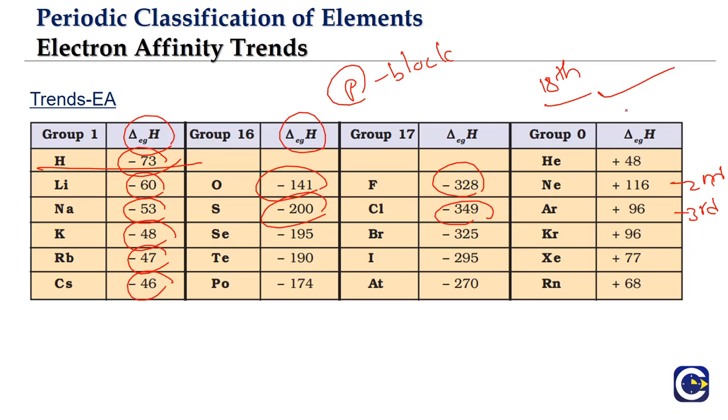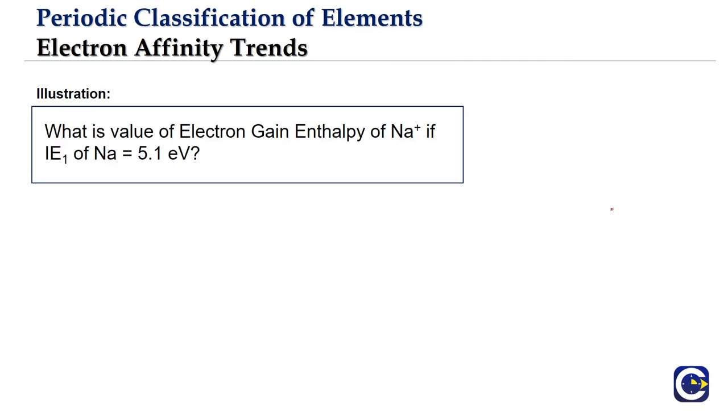Okay. So the 18th group or the group 0, we can see that electron gain enthalpies are what? All of them are what? Positive. Which means when you add electron to the helium or neon or argon or krypton or xenon, we will not be getting energy released, but to add electron, we have to supply the energy. So this is about the trend in terms of the electron affinity.